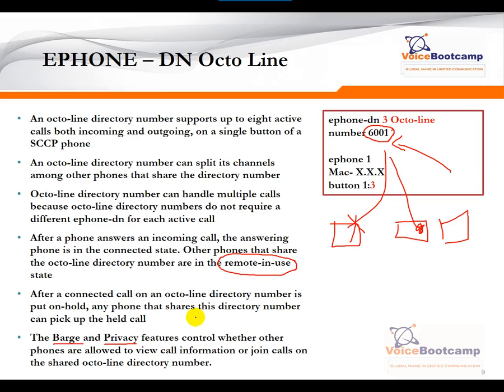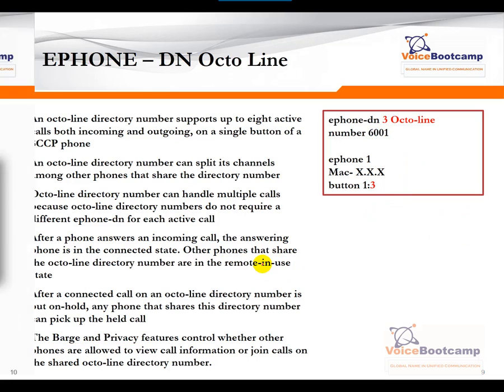When privacy is off, from the other phone you can actually press the button and you will see who the other person is talking to, the person that answered the call for the first time. But if privacy is on, which is by default, then you cannot get to see the other person.